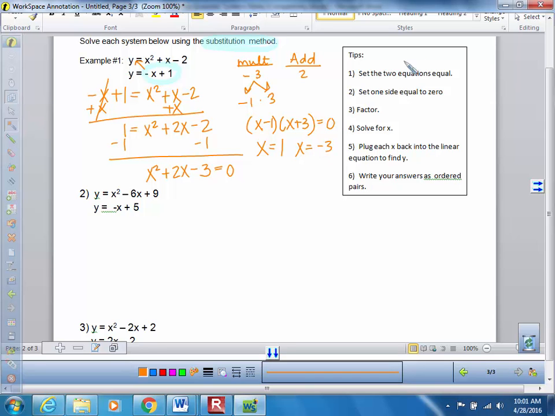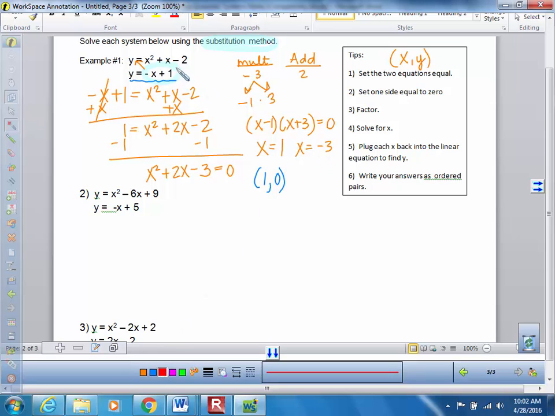Okay, so my solution is actually a pair that is an x and a y value. I only have my x's. Now I need to find my y's that go with them. So very good. I plug in my x's. This is the shortest equation, right? This one right here. So that's the easiest one to plug it in. So if I put 1 in for x, what is y going to equal? 0. So when x is 1, y is 0.